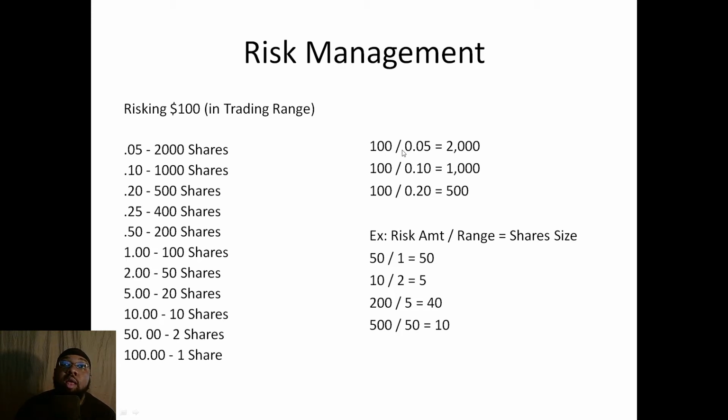So basically, for this 5-cent example, if you need 2,000 shares for a 5-cent trading range move, that's basically $100 divided by 5 cents equals 2,000. That's basically what I was trying to do over here, but I want to actually write it out so you can have something to write down. Whatever you're risking divided by the actual trading range equals the share size.